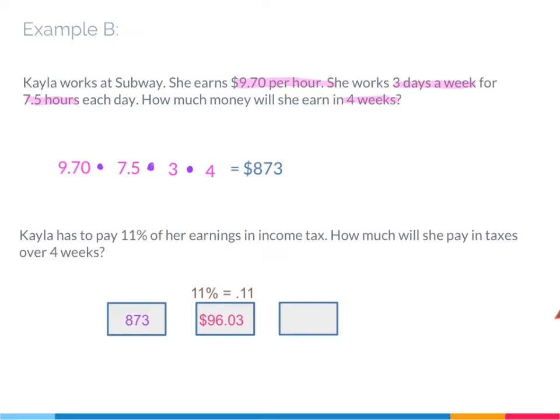$96.03. So now I should do some subtraction. Oh, no, wait. The problem just asked me how much will she pay in taxes. So since I'm only trying to figure out how much she's going to pay in taxes, I know that's going to be this $96.03. I don't need to go any further because I'm only looking for the tax.